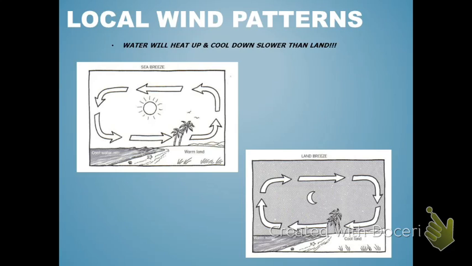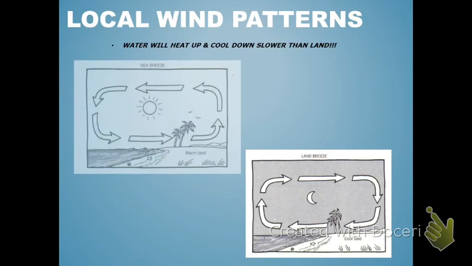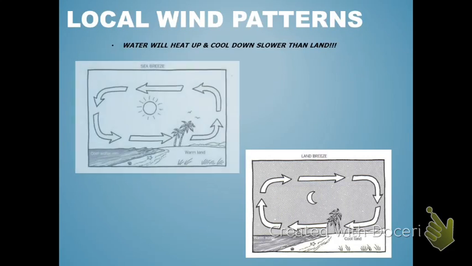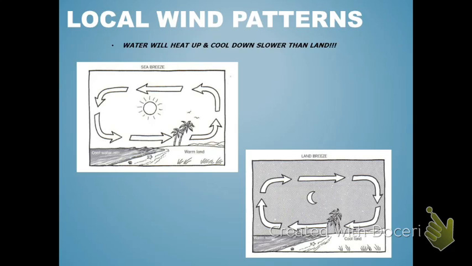Global wind systems determine the major weather patterns for the entire planet, and smaller wind systems affect local weather. If you live near a large body of water, you're familiar with two such wind systems: sea breezes and land breezes. A sea breeze is created during the day because solar radiation warms the land faster than the water.